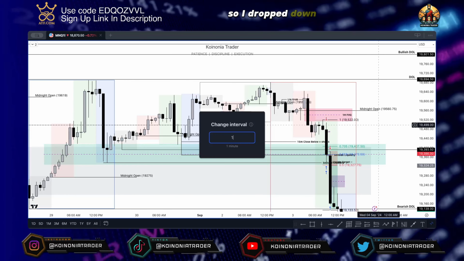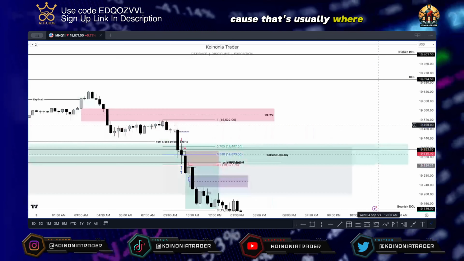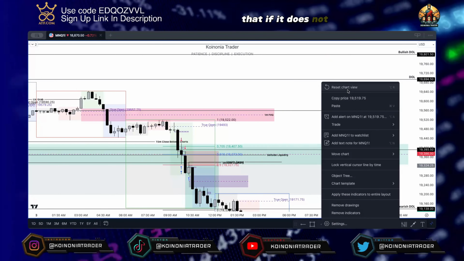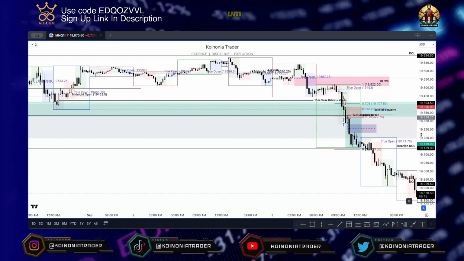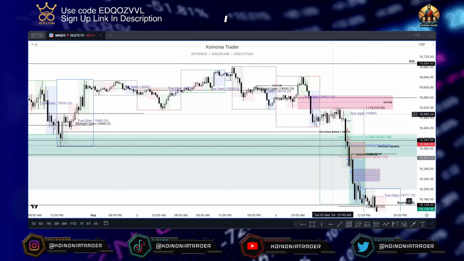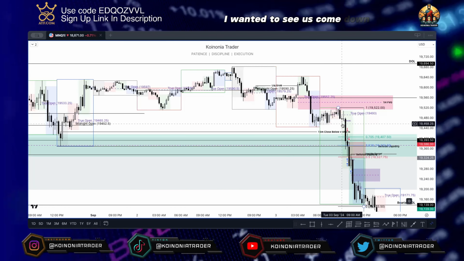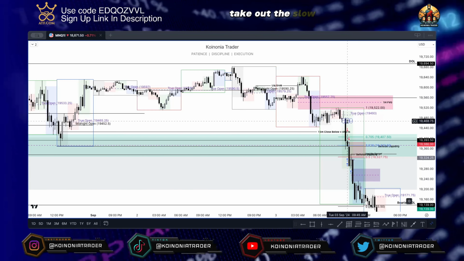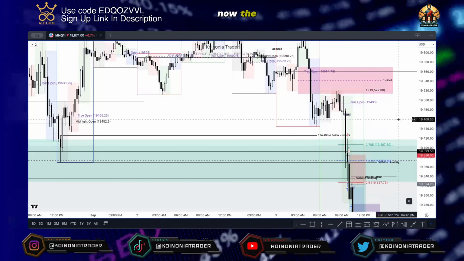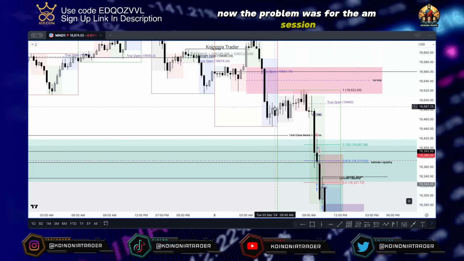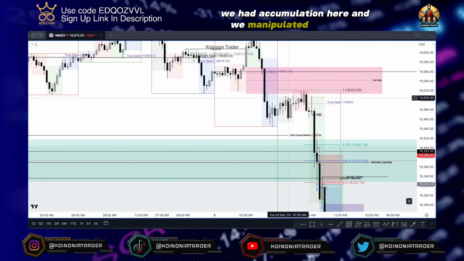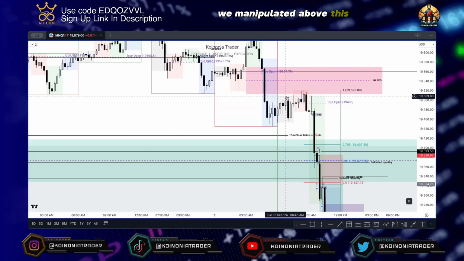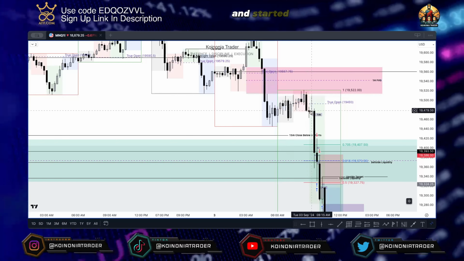So I dropped down to the 15-minute time frame because that's usually where you'll find a fair value gap that, if it does not hold, you can technically switch your bias. Like I said, in the morning I wanted to see us come down, take out this low, and then move on up. Now the problem was, for the AM session, we had accumulation here, and we manipulated above this high right there and started to come down.